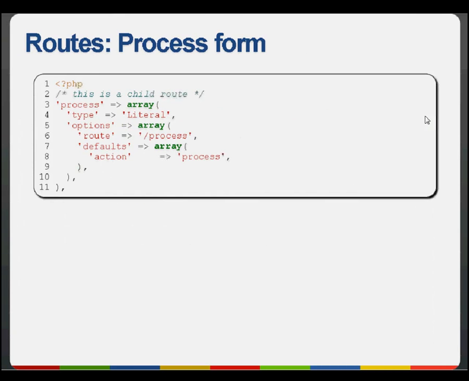Again, I'm going to do a literal type here, and it's going to listen to /process. So what will happen is /contact/process will be the actual match that we do. And at this point, the action we want is process. It will inherit the controller from the parent route if we don't specify one. So we know already that we'll get our contact controller, which is awesome. And now we'll use our process action in there.